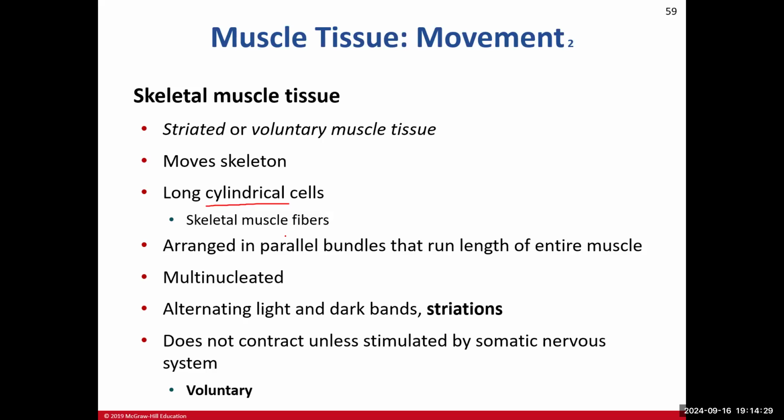All right, so some of the things that you want to know about skeletal muscle cells. One is they're multinucleated. So they're going to have several nuclei. They'll have the striations, and they are voluntary.